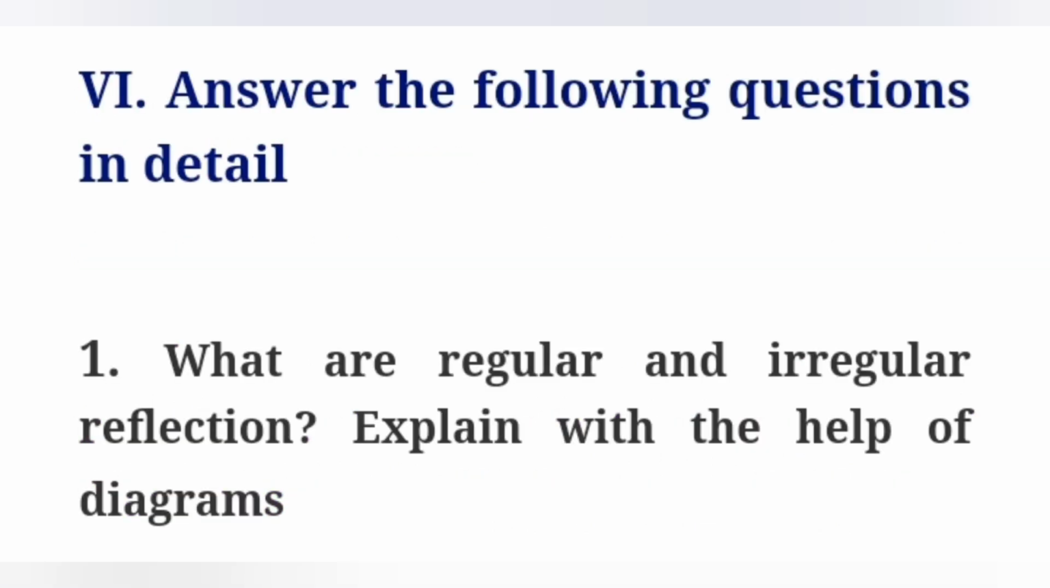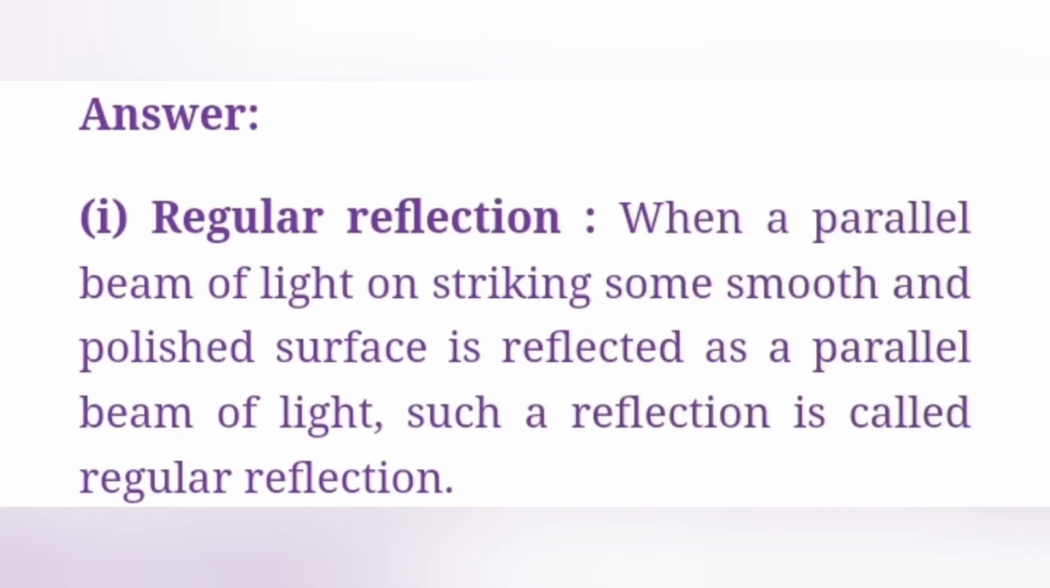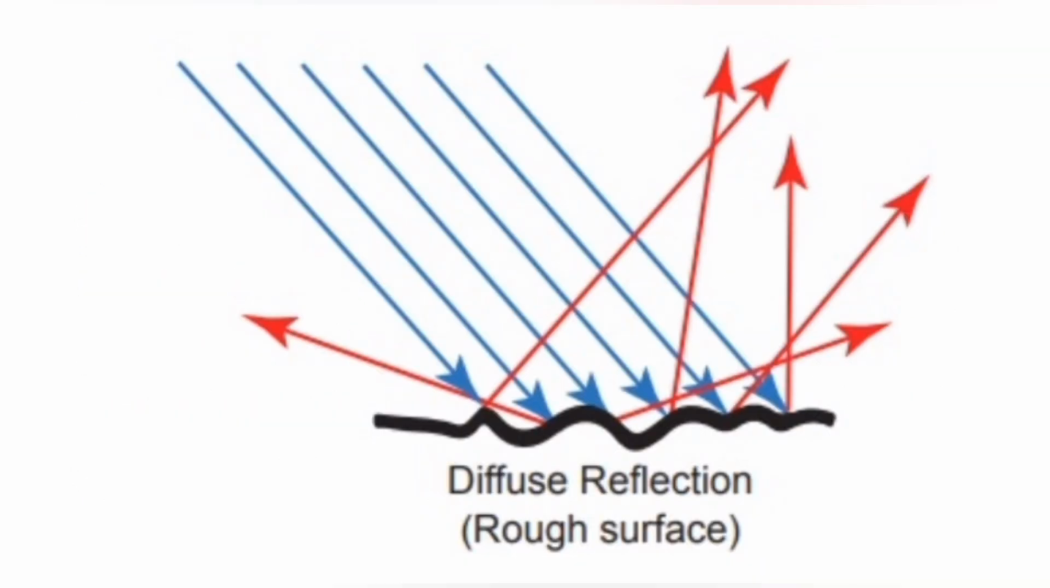Sixth, Roman letter: answer the following questions in detail. First question. What are regular and irregular reflection? Explain with the help of diagrams. Answer. First point. Regular reflection. When a parallel beam of light on striking some smooth and polished surface is reflected as a parallel beam of light, such a reflection is called a regular reflection. Draw this diagram.